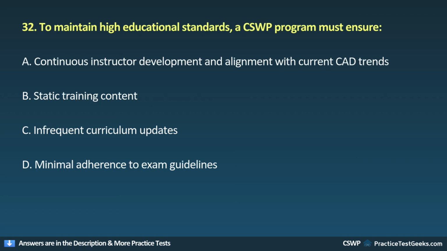32. To maintain high educational standards, a CSWP program must ensure: A. Continuous instructor development and alignment with current CAD trends. B. Static training content. C. Infrequent curriculum updates. D. Minimal adherence to exam guidelines.